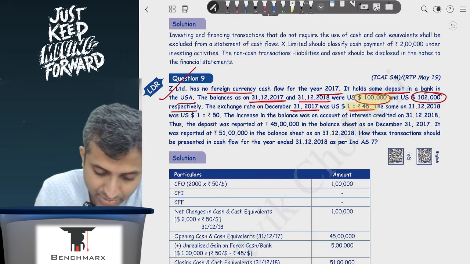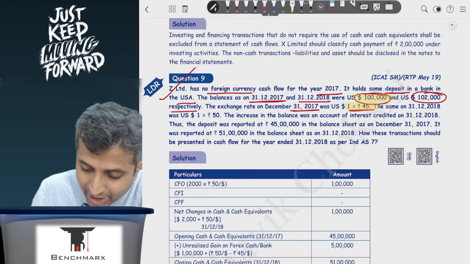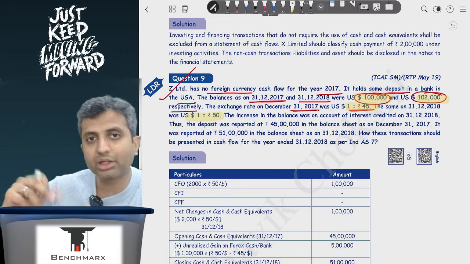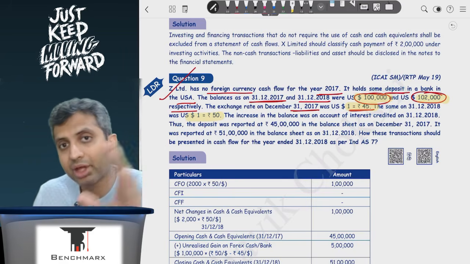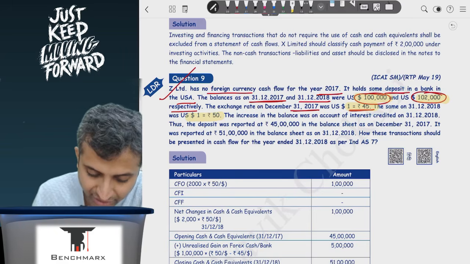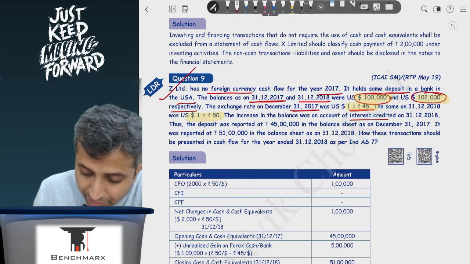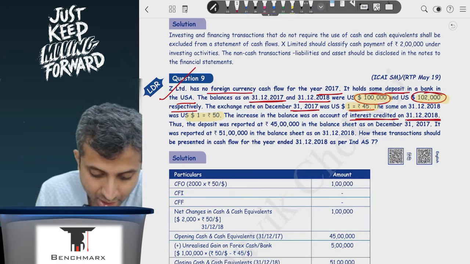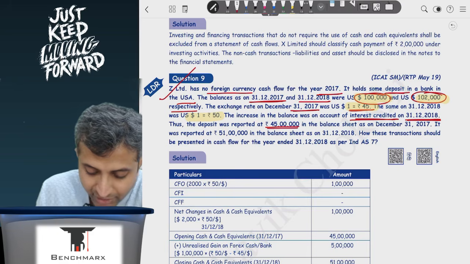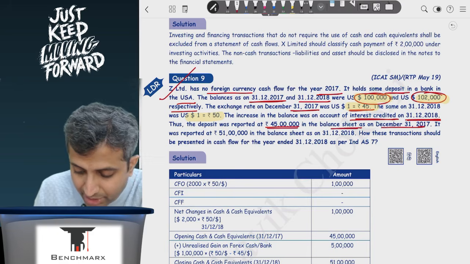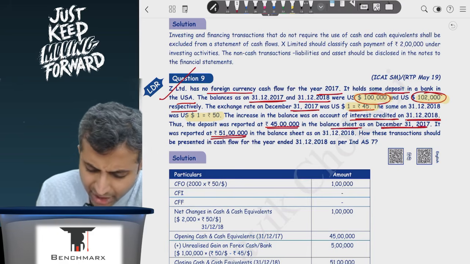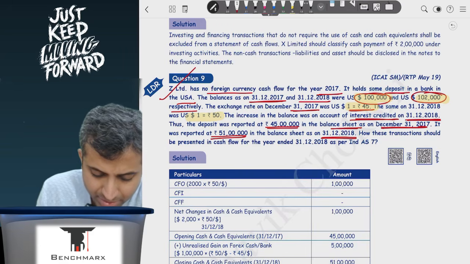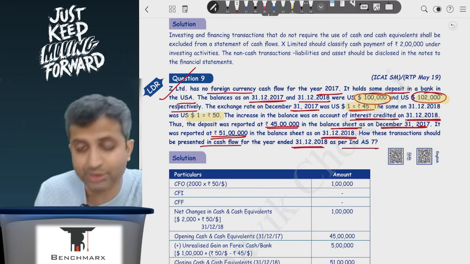And the same at 31st March 18 was 50, which means 1,02,000 into 50 will come to, I think, 51 lakhs, which means during the year there is an increase from 45 lakhs to 51 lakhs. There is an increase of 6 lakhs. The increase in the balance was on account of interest credit on 31st December 18. At the end of the year, interest was credited. Thus, the deposit was reported at 45 lakhs in the balance sheet on 31st December 17. It was reported at 51 lakhs as at 31st December 18. Okay, how will these transactions be presented in the cash flow for 31st December 18 as per Ind AS 7?